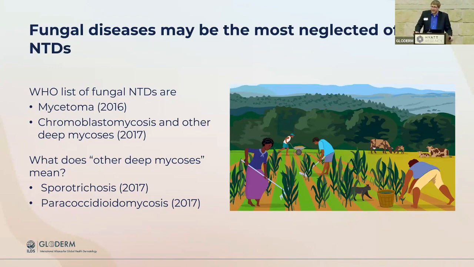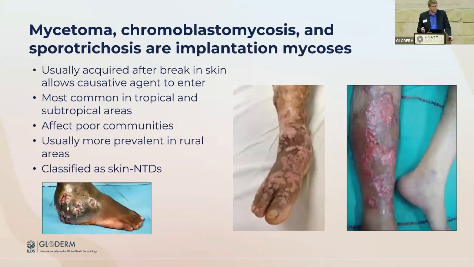Unfortunately, at that time, no one defined what that meant, and so we have been working with WHO to define that, and that has come to be sporotrichosis and paracoccidioidomycosis. I'm going to focus more on mycetoma, chromoblastomycosis, and sporotrichosis today because these are true implantation mycoses. Paracoccidioidomycosis, which is endemic really only to South and Central America, is more of an inhalation fungal disease, a pulmonary fungal disease. But these three fungal diseases are usually acquired after a break in the skin that allows a causative agent to enter, which is why we call them implantation mycoses.